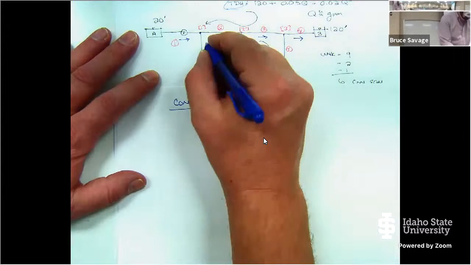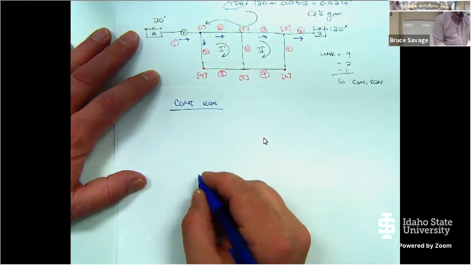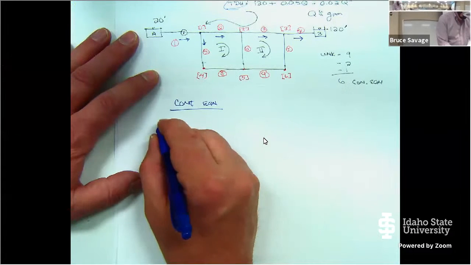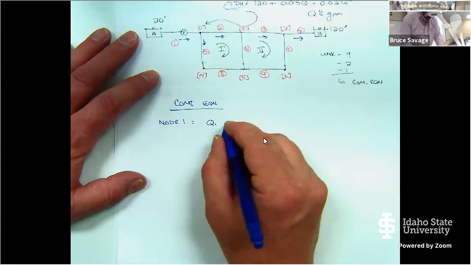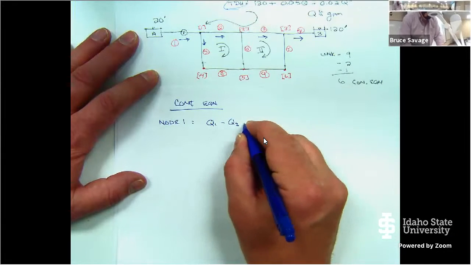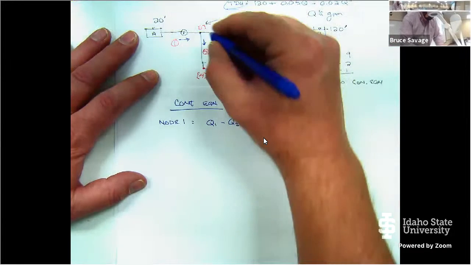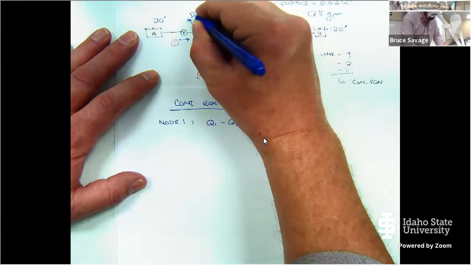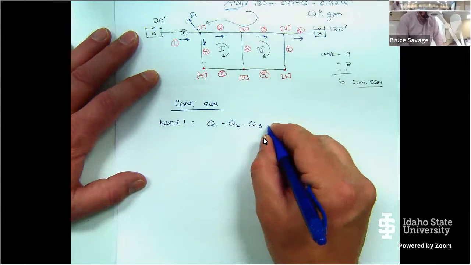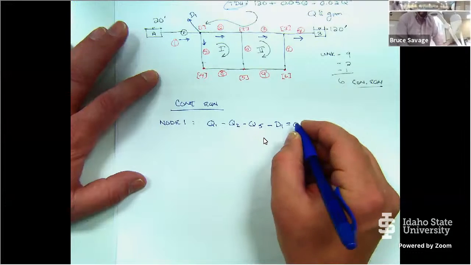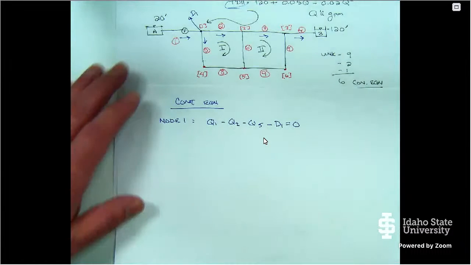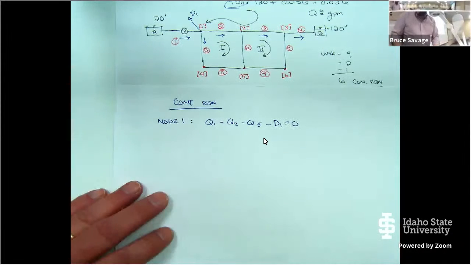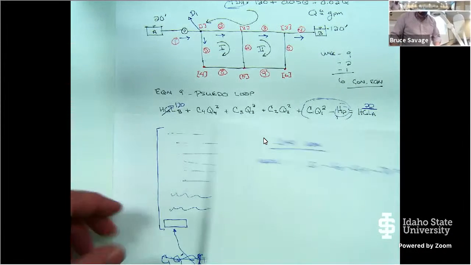I'm going to have to make another selection there, but at node 1, I'm going to have Q sub 1 minus Q sub 2 minus Q sub 5, and let's say there is a demand there. Let's put D1 there, a demand coming out. Minus D1 equals 0. That's my continuity equation at node 1. Are we comfortable with that? Okay, good. So now remember that we want to put these equations into our matrix.